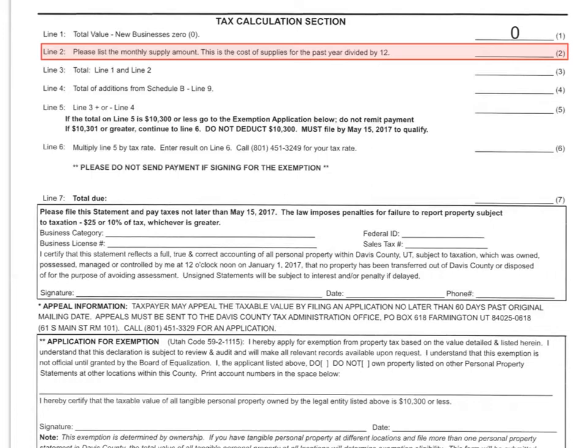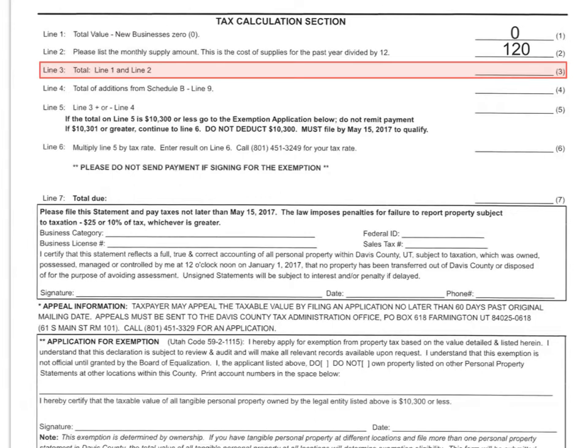If you use fuel or oil to maintain equipment, you will also need to include that in your supply amount. There's more detailed information on what constitutes a supply included with the instructions that are part of your packet. For this example, we used $120 per month.